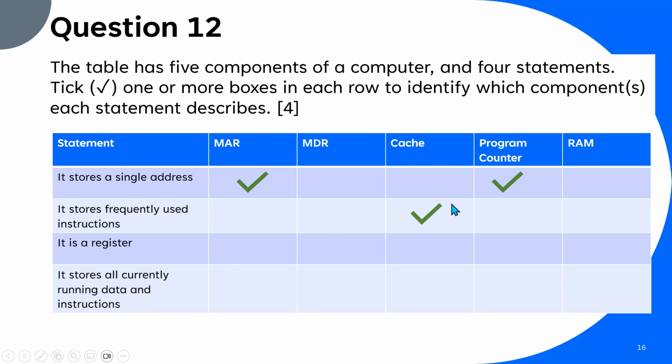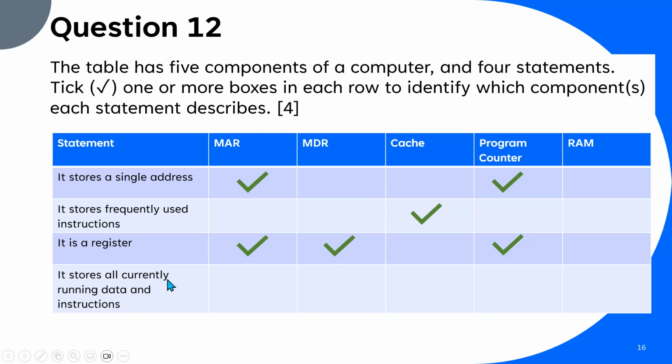It is a register. Well, look at M.A.R. and M.D.R. The R stands for register, so that's a register, that's a register. And we also need to remember that the program counter is a register. So you've got 3 there. You get 1 mark per correct row.